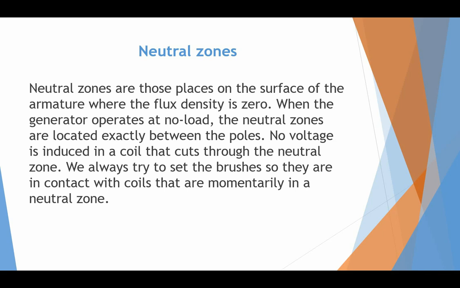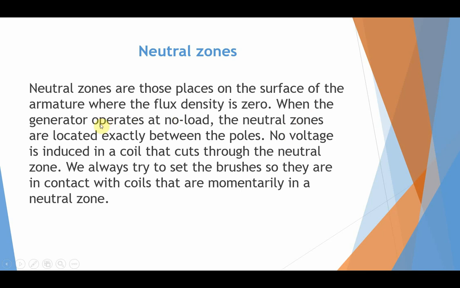Now, neutral zone. Neutral zones are those places on the surface of the armature. Now, what is the armature? The armature is the rotating part in the generator that is shown. So neutral zones are those places on the surface of the armature where the flux density is zero, meaning there is no flux, when the generator is operated at no load.